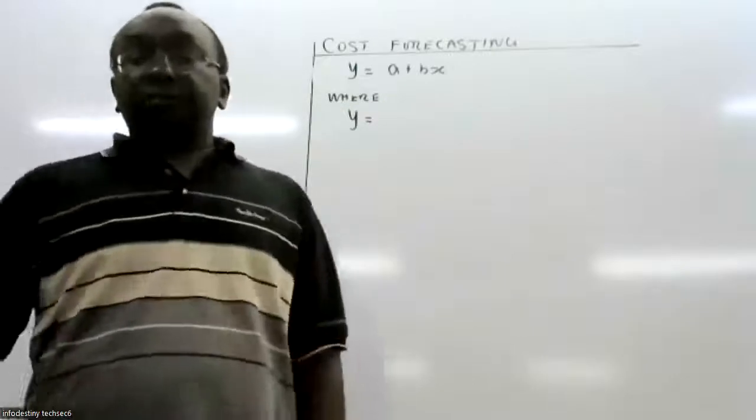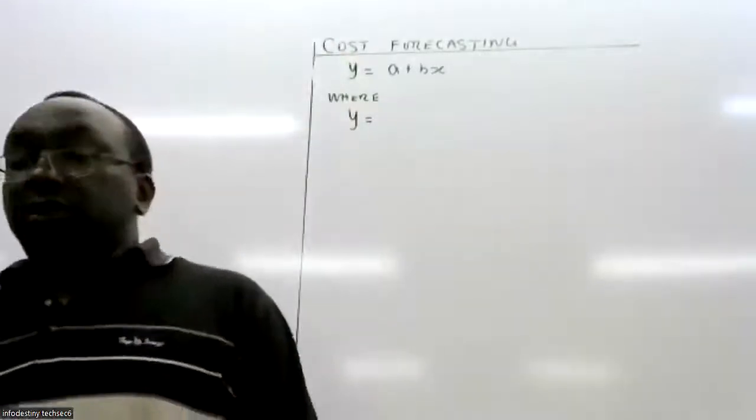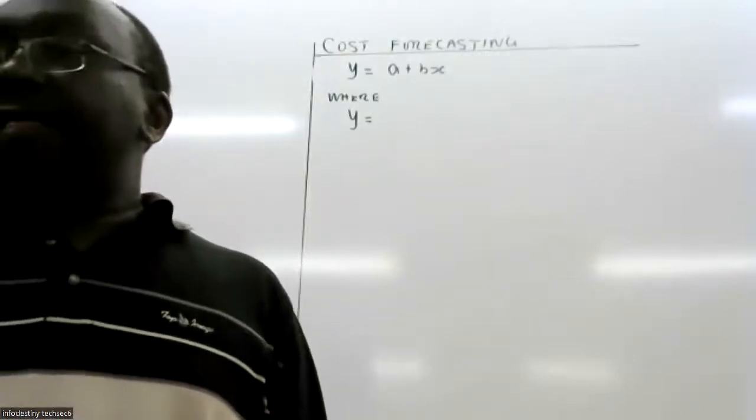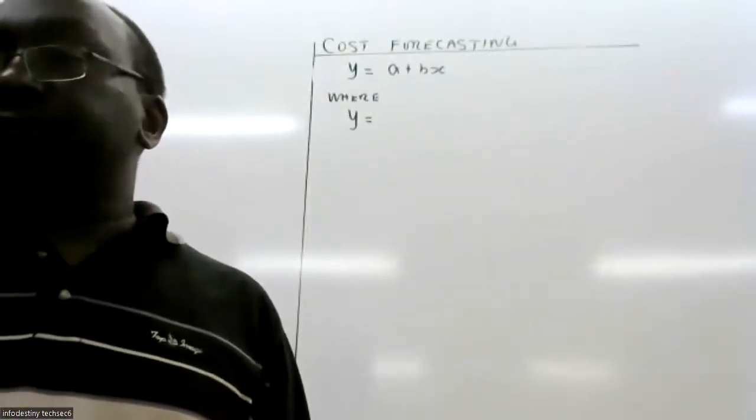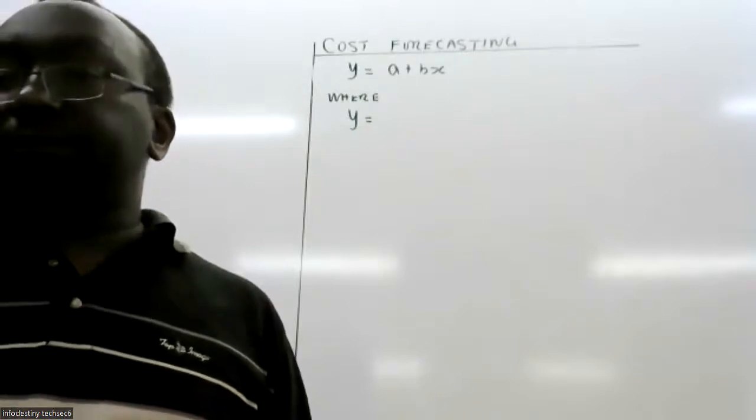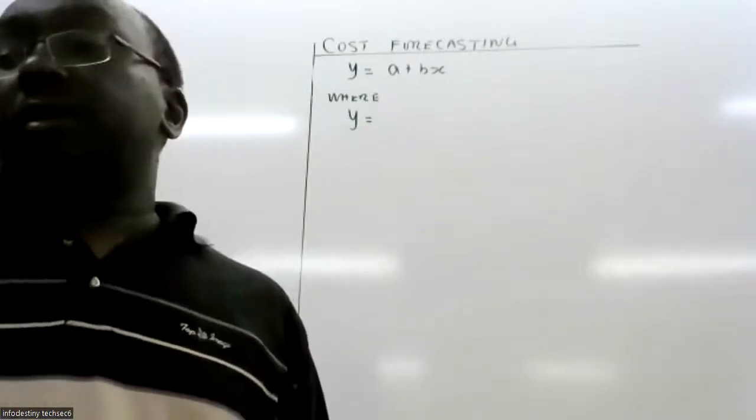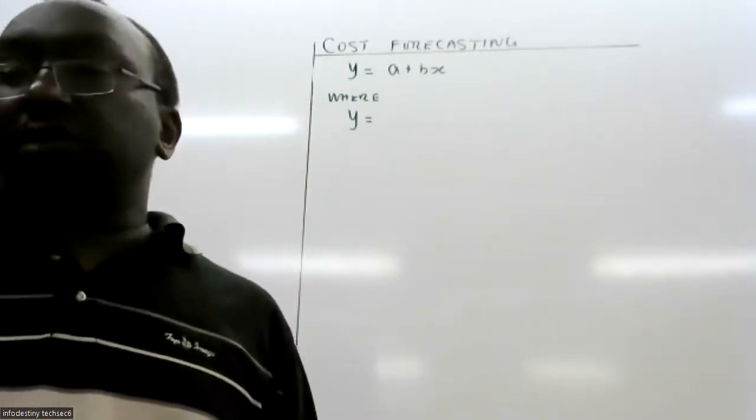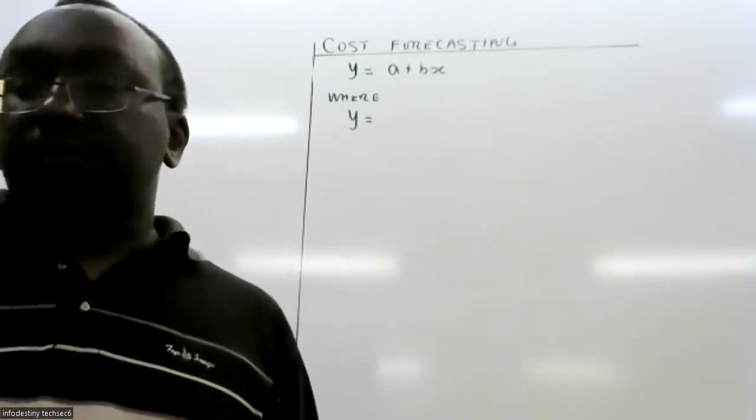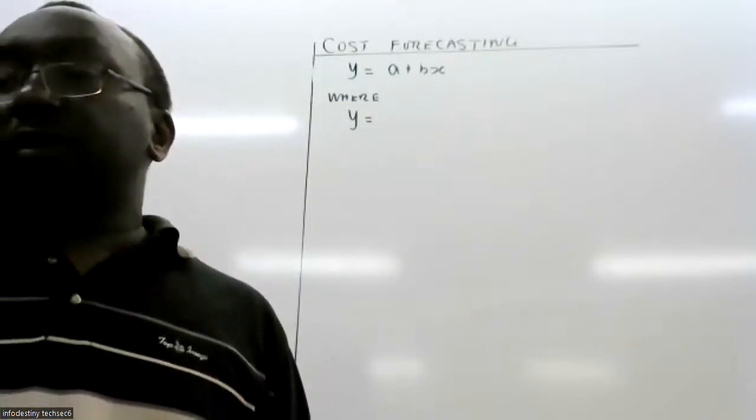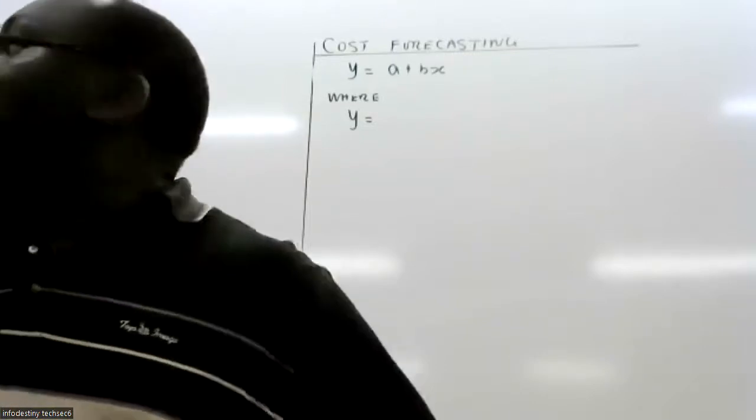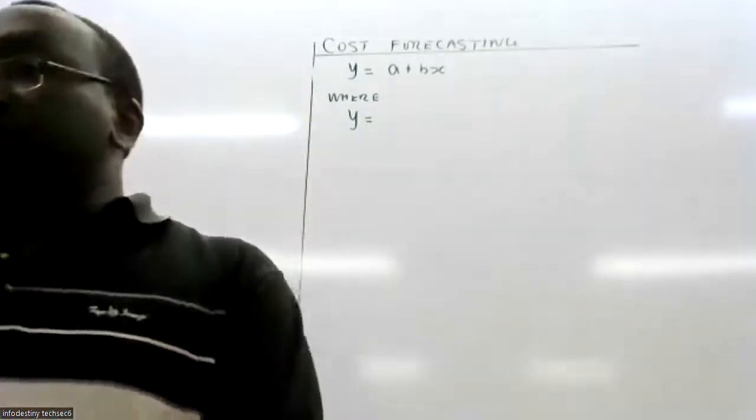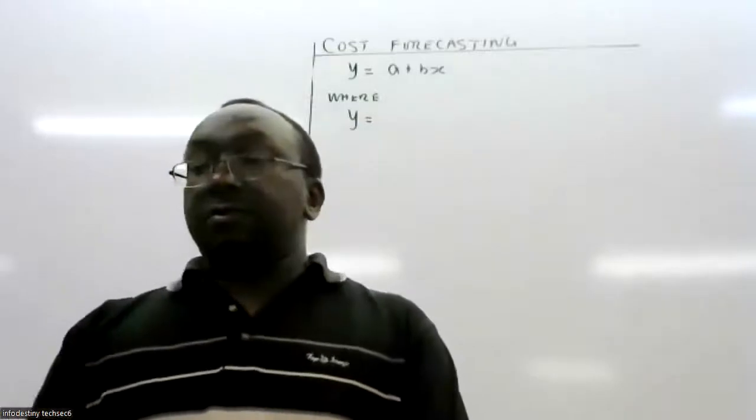y equals total costs, a equals fixed costs, b equals variable cost per unit, and x equals number of units.